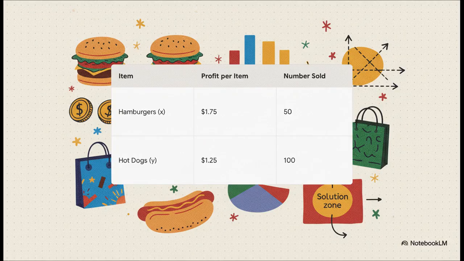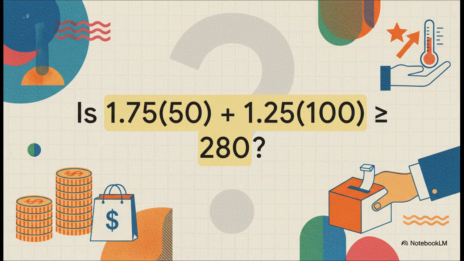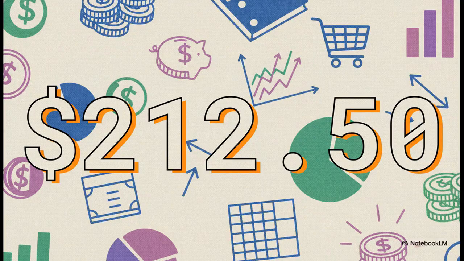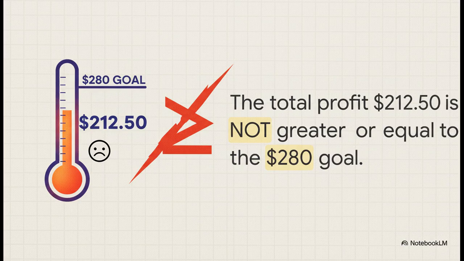Now, let's say it was a pretty good night. They managed to sell 50 hamburgers and 100 hot dogs. So, the big question is, did they do it? Did they hit their goal? Did this point land inside the solution zone? To figure it out, we just have to plug and chug. We take the profit from 50 hamburgers and add it to the profit from 100 hot dogs. Is that total number greater than or equal to their $280 target? We run the numbers, and the total profit for the night comes out to $212.50, which, as you can see, is definitely not greater than or equal to their $280 goal.